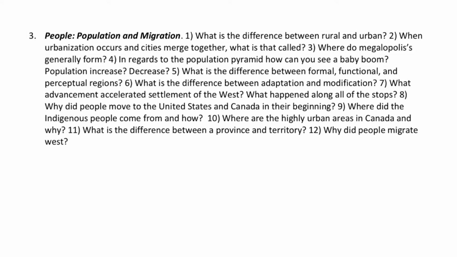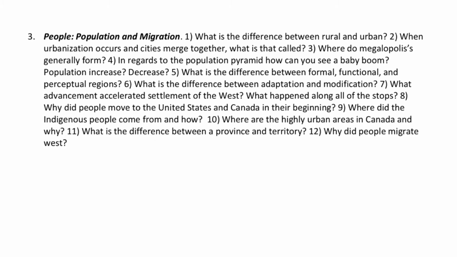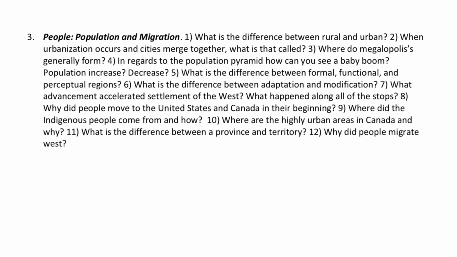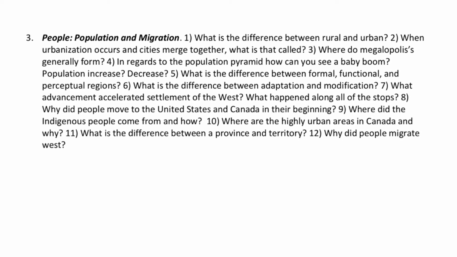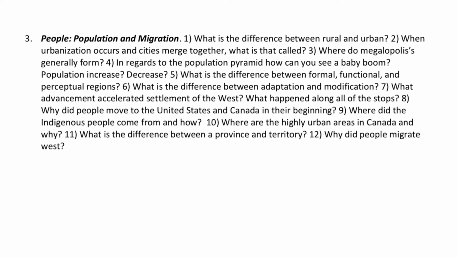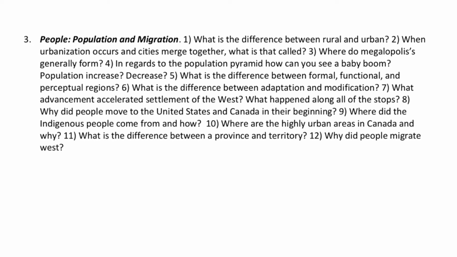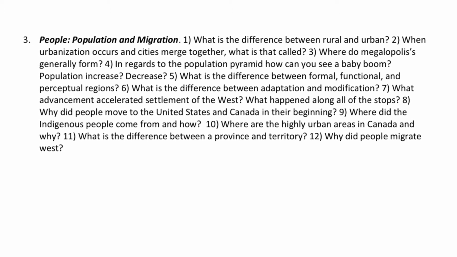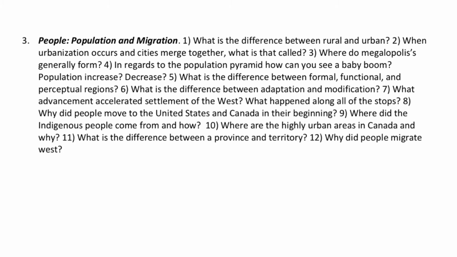Number 4, in regards to the population pyramid, how can you see a baby boom? Remember the population pyramid. The population pyramid showed us age, showed us gender on the x-axis, males on the left, females on the right. And we got that from what was called a sex ratio, which is a percentage. We don't have population at the bottom. Generally, it's a sex ratio. It's that percentage of males to the total population to see where we are.